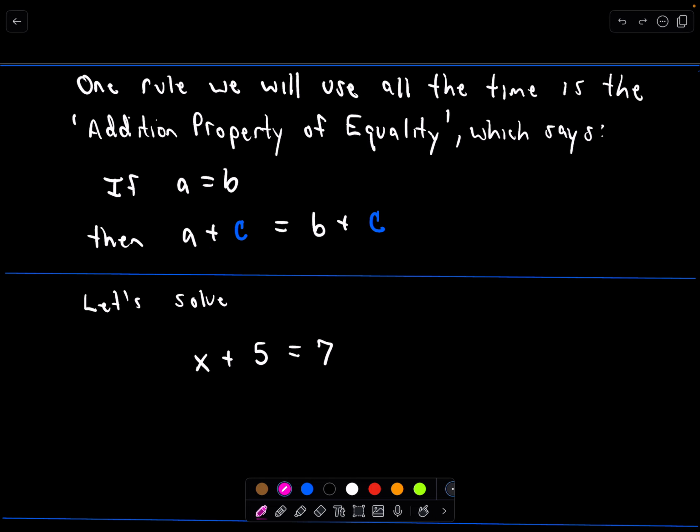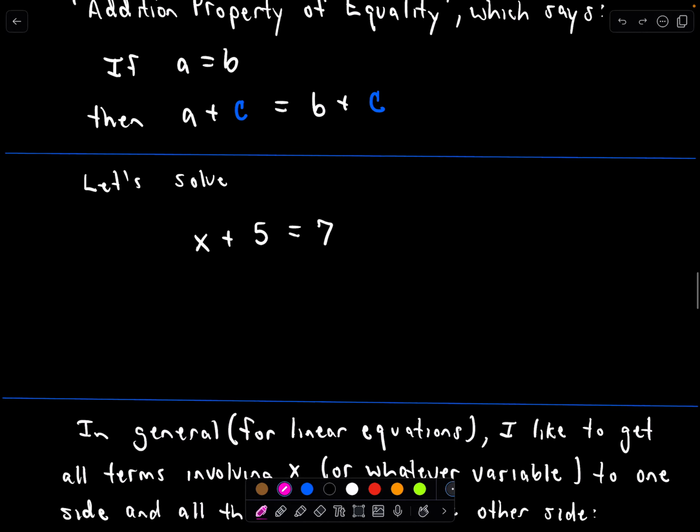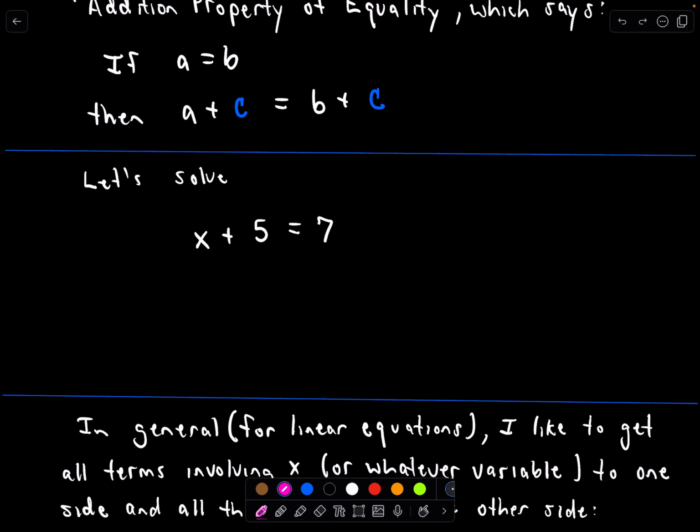And that makes sense, right? If Alice and Bob have the same amount of money, and you give them both an extra $10, they still have an equal amount of money. It's still equal. So let's solve this equation, x plus 5 equals 7.